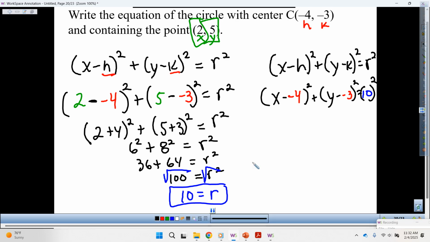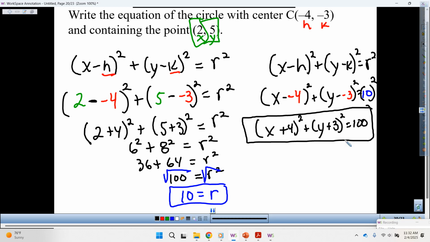Let's simplify. Here we go. x, negative times the negative is a positive 4 squared, plus y, negative times the negative is a positive 3 squared. And what is 10 squared? That's 100. This is our standard form equation.